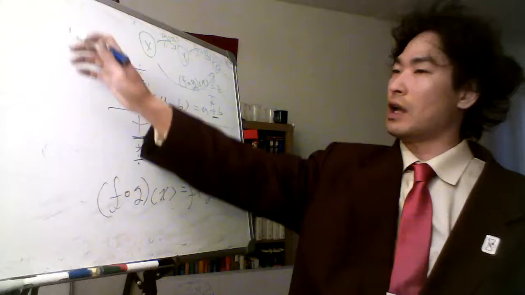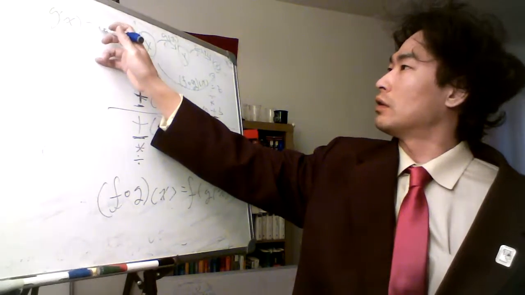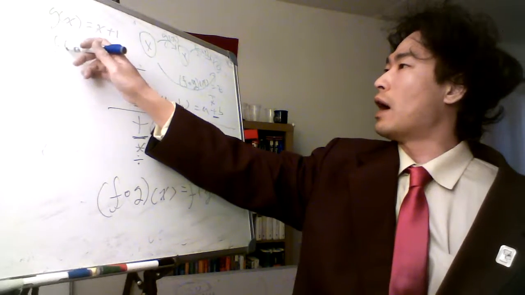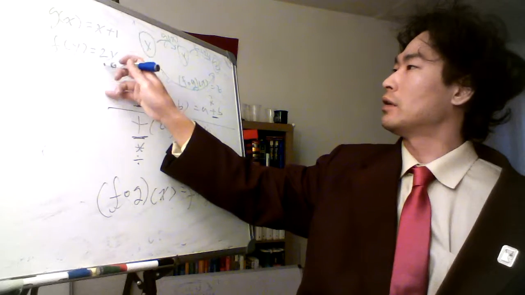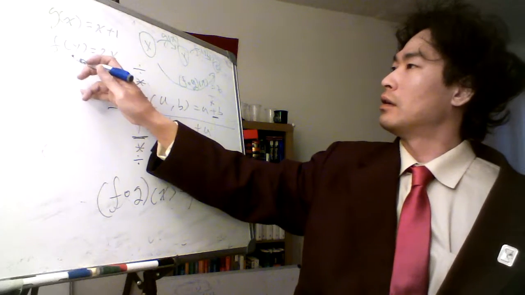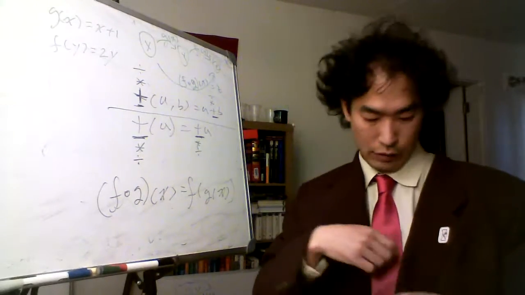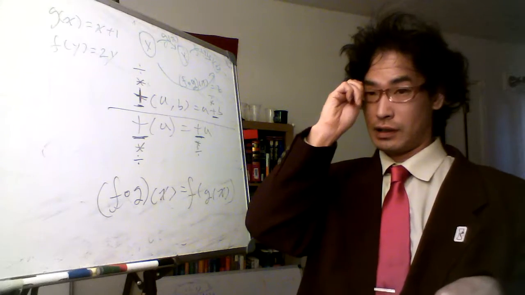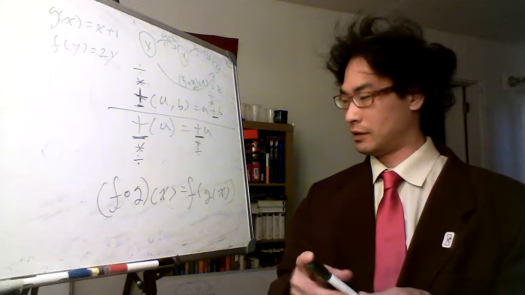So let's say g of x is x plus 1. Now f of y is equal to 2 times y. So then, are you seeing all this? Or is it off the screen? It's not off the screen, but it's too light.